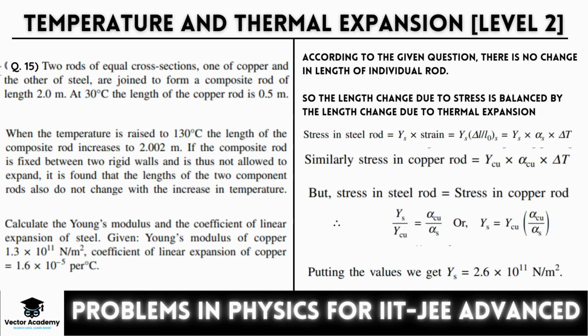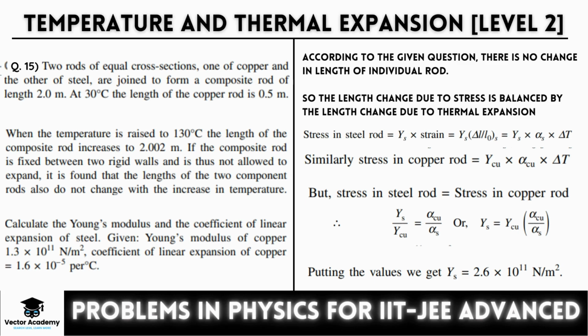According to the given question, there is no change in length of individual rod. So the length change due to stress is balanced by the length change due to thermal expansion. Stress in steel rod equals Young's modulus of steel Ys into strain equals Ys into delta L upon L0 of steel equals Ys into alpha S into delta T. Similarly, stress in copper rod equals Ycu into alpha Cu into delta T.